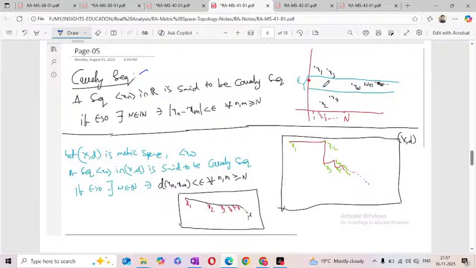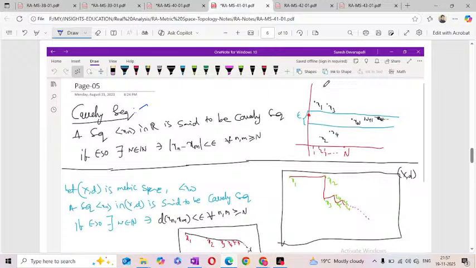In the previous one, we took an interval around L. After the Nth term onwards, each and every term must be inside the interval, that means (L minus epsilon, L plus epsilon). But here this is a little bit different concept. After the Nth term onwards, the distance between xn and xm is always less than epsilon only.